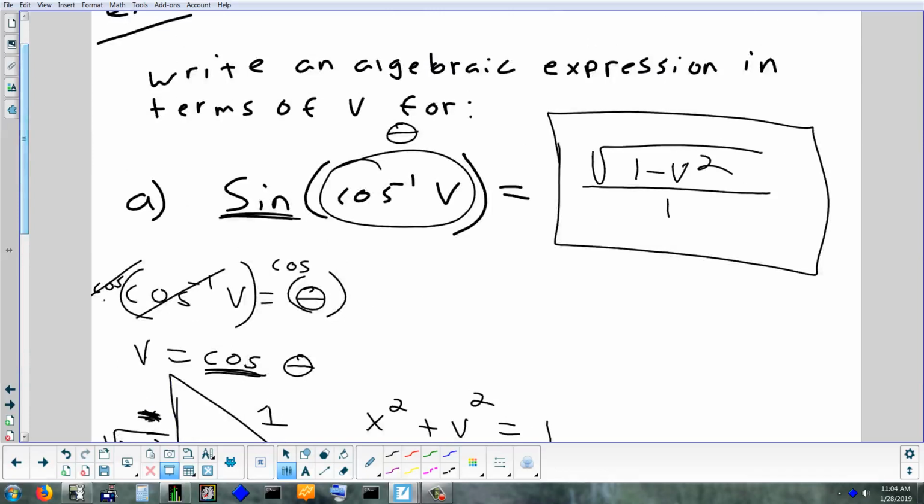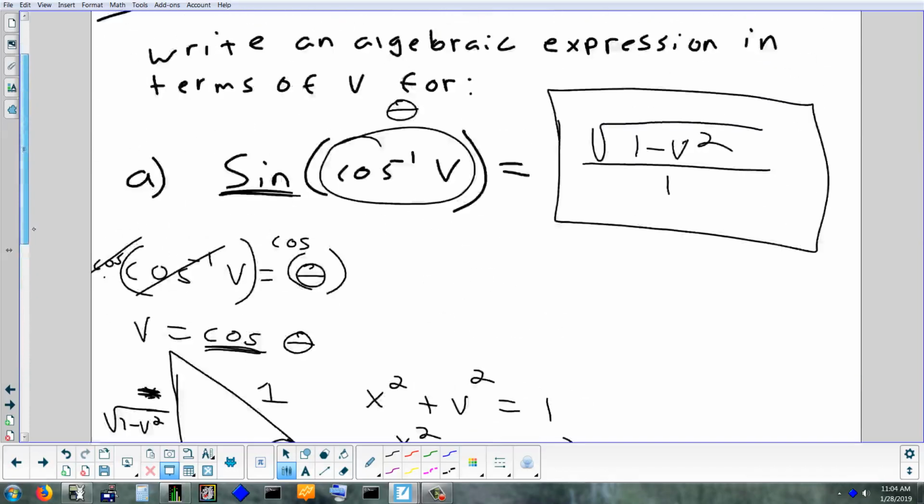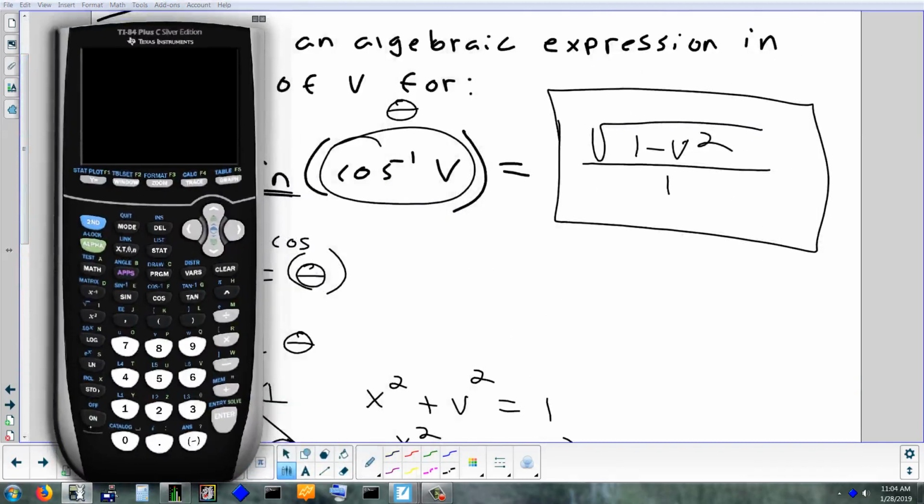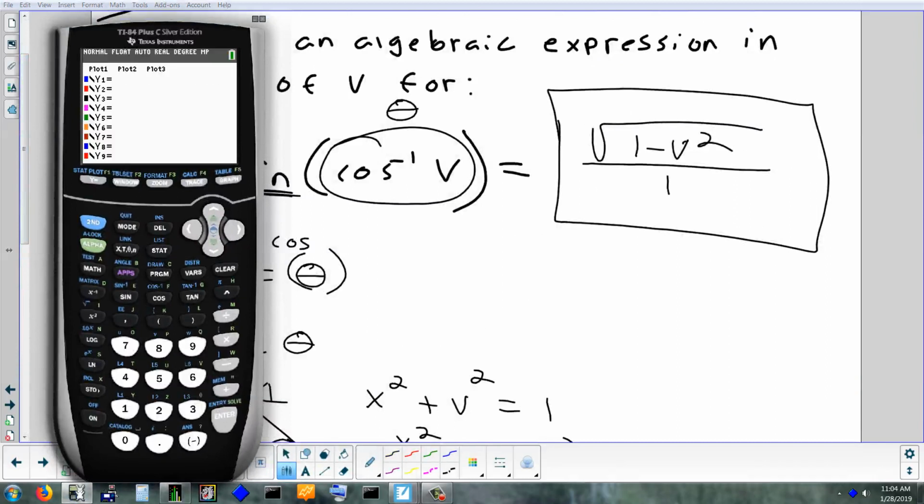Now in this case, it's just over 1, so you don't even really need to put it. Okay, now let's graph that. Let's graph what's on the left, what's on the right, and see if they look the same. If they look the same, then we probably did it right. If they look different, then we did it wrong. So let's do the sine of the inverse cosine of x and the square root of 1 minus x squared.